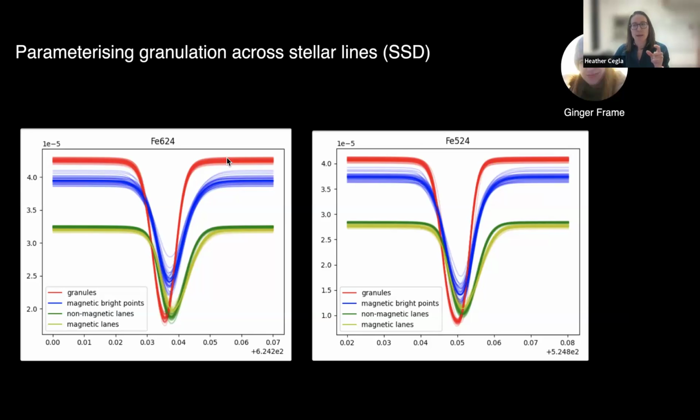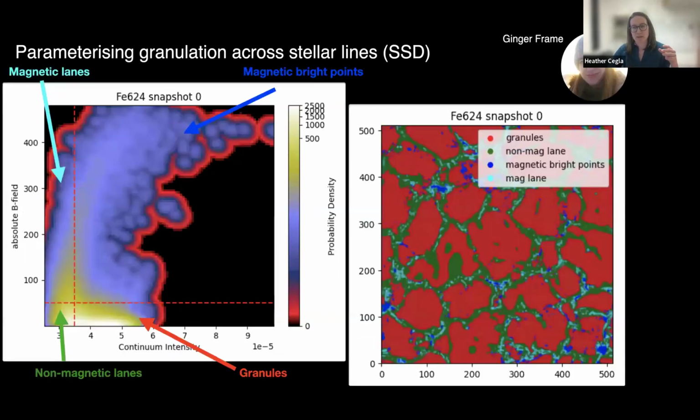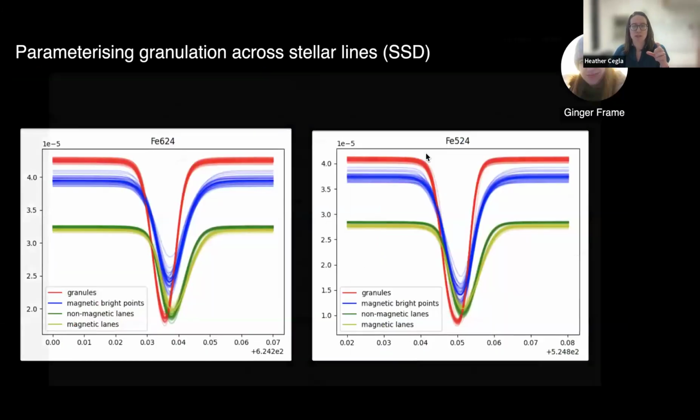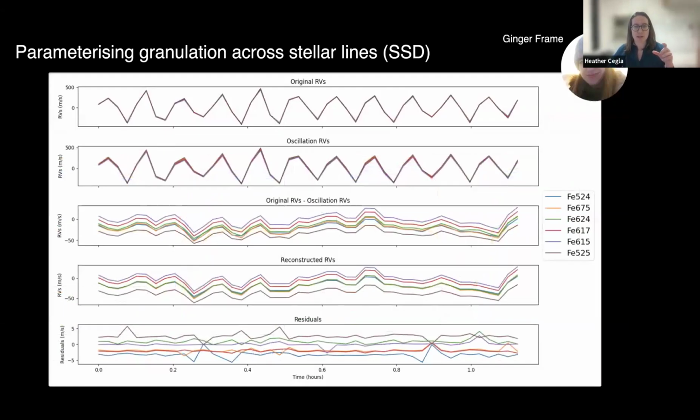And then if we compare that reconstructed profile to what we would get if we had just averaged over all of the pixels, the only difference between those two profiles should be the oscillation, because the reconstructed profiles were created from time averaged granulation components, so they have no knowledge of the oscillation. So what we can do is an autocorrelation between the original and the reconstructed ones, and that should give us what we've deemed to be the oscillation.